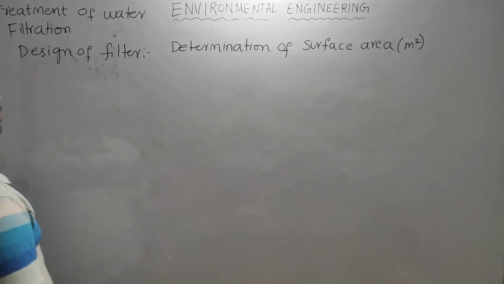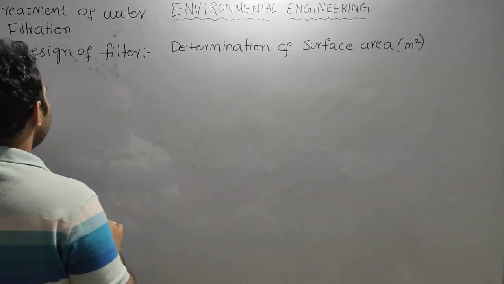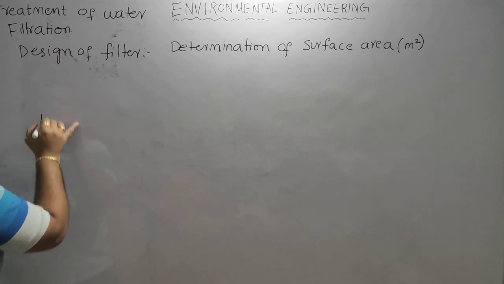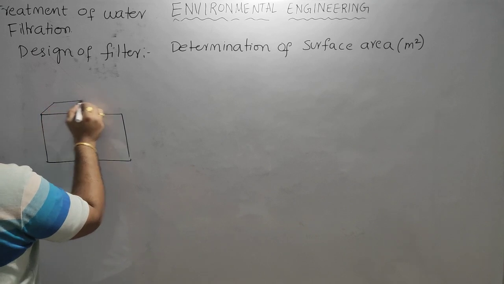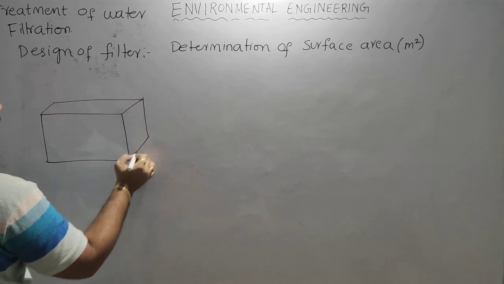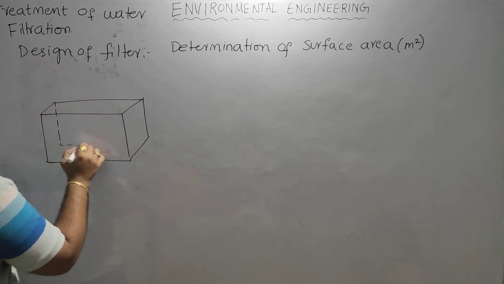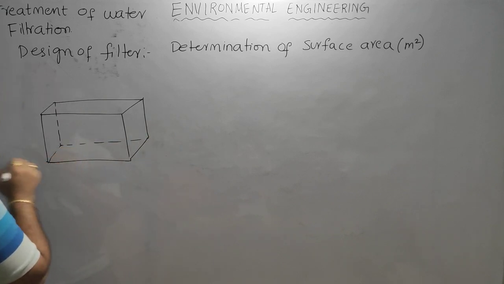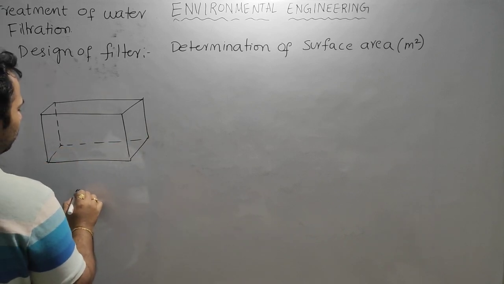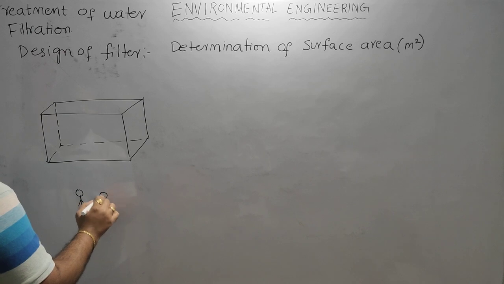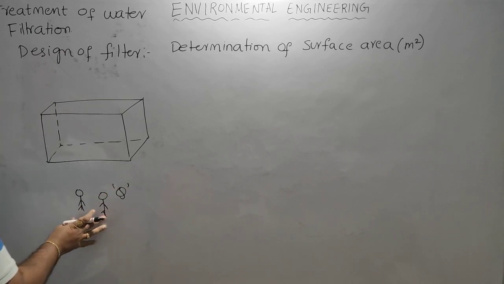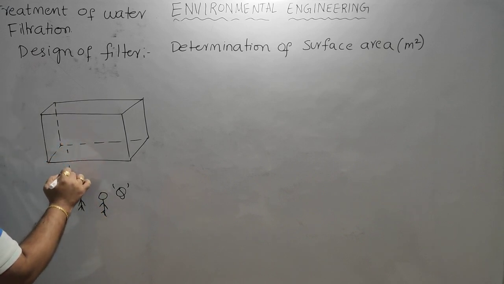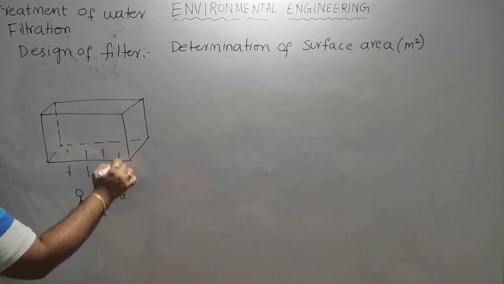Surface area will have a unit of meter square. So if you look at a filter, let us say this is a filter. The water which is coming from this filter will be taken by some community. So these people need an amount of Q. So this is their demand, the water which is coming out of the filter to the community.